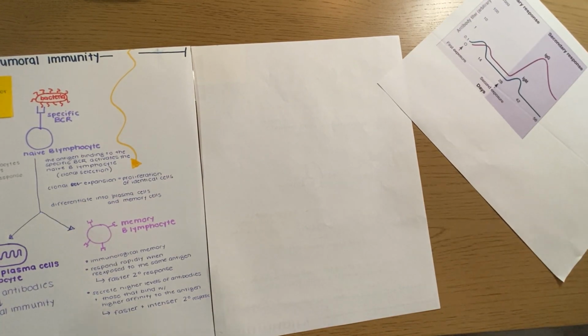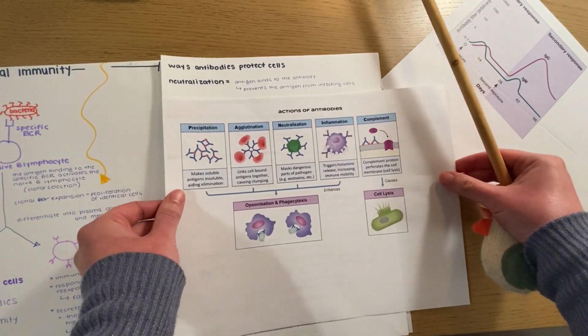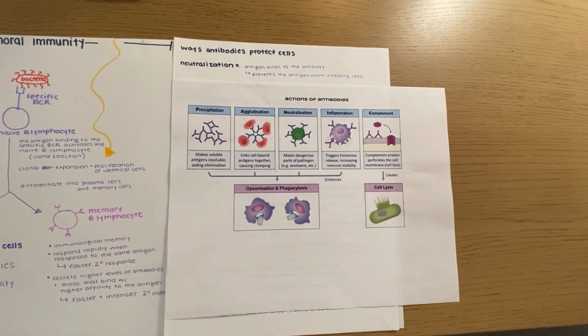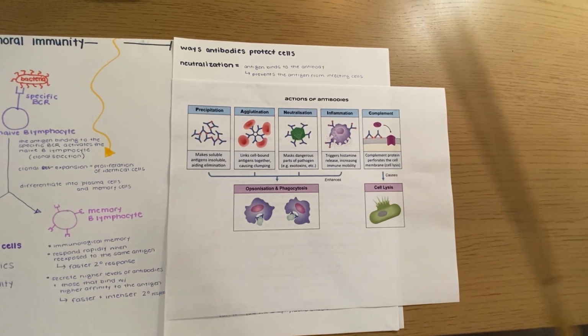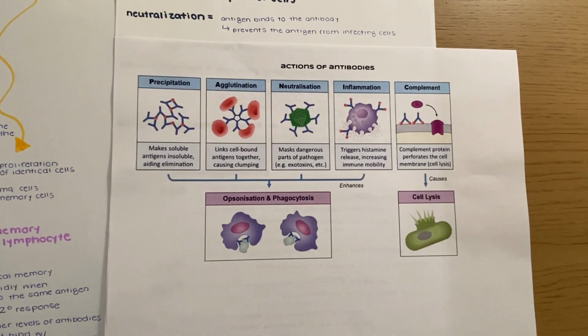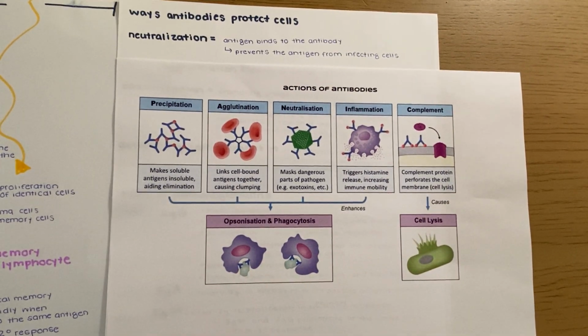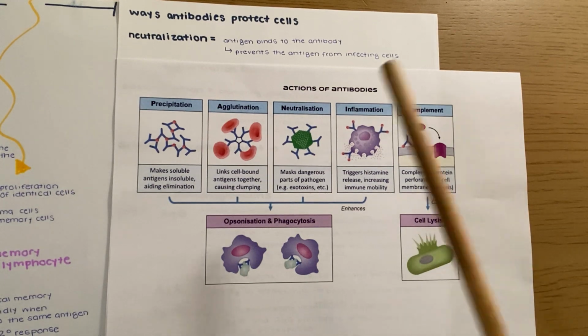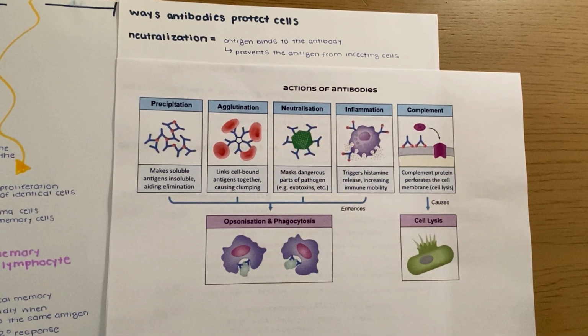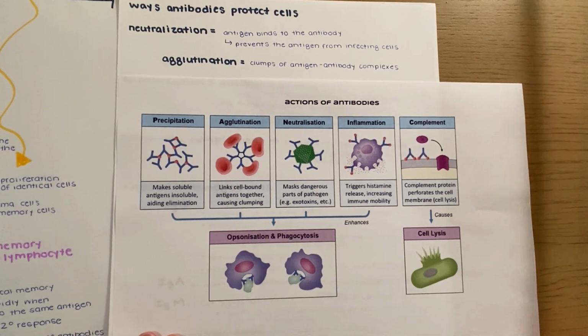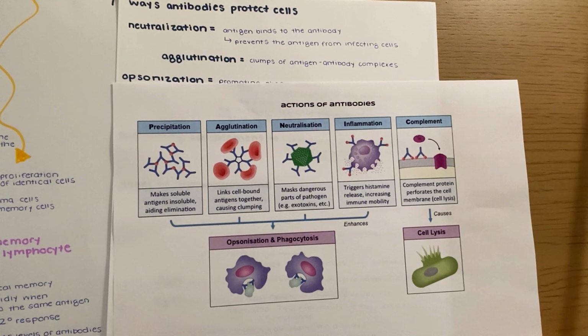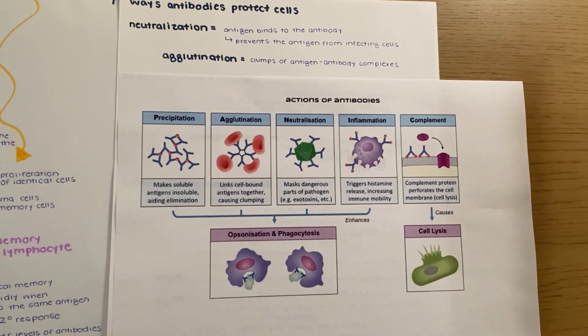So how do antibodies help the immune system? They have some different actions. One is they can neutralize an antigen. They bind to the antigen, which prevents it from interacting with other cells. Or there's agglutination, where they form clumps of antibody complexes, because antibodies have 2 antigen binding sites.